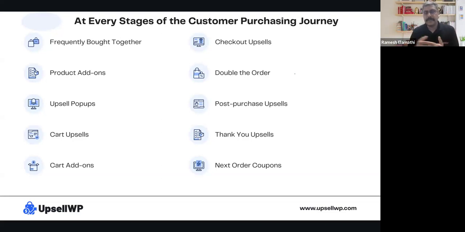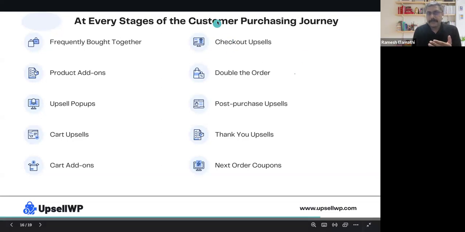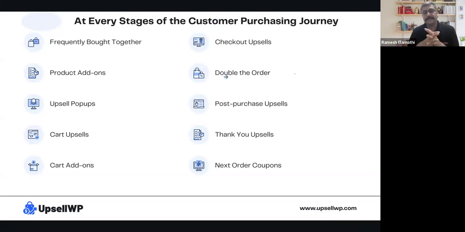Let's say a customer lands on your product page. There, you can use a frequently bought together cross-sell bundle. Then on the same product page, right before the add to cart button, you can show them the product add-ons available for it. Let's say you're selling a t-shirt, you may want to put up a few accessories as add-ons there. So they can just click a couple of add-ons and then click add to cart, which increases the average order value.